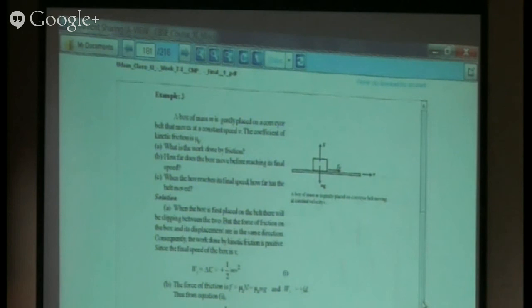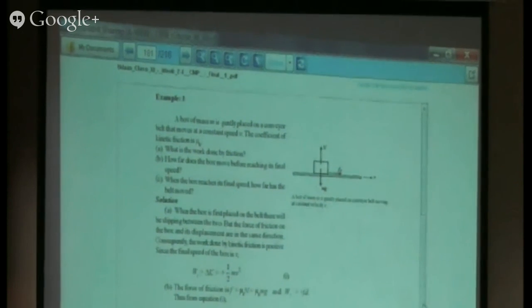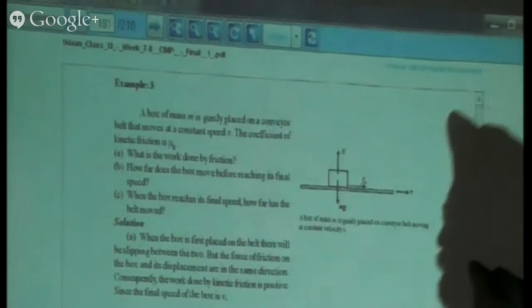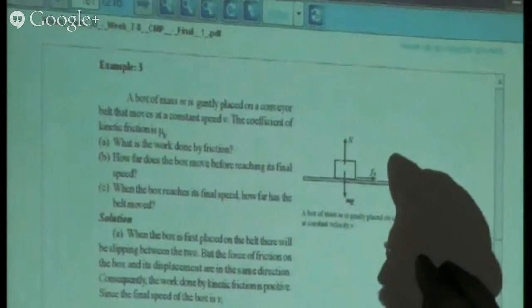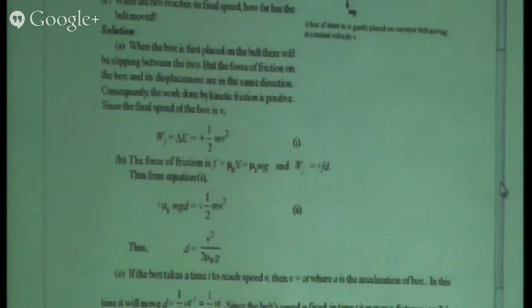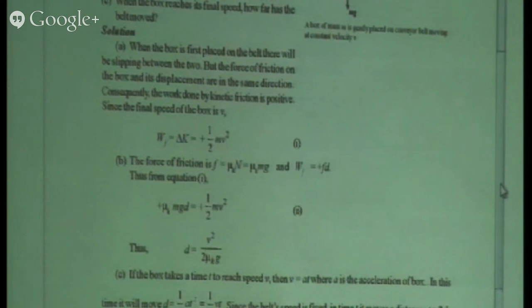So we have to calculate, within the time the block attains the velocity v, how much distance it travels. Now the problem is comparatively simple as it looks. See, the work energy theorem says that the work done is equal to the change in kinetic energy. Initially the box was at rest when you were keeping it on the belt, and its final velocity is going to be the velocity of the belt only. So the change in kinetic energy is half mv square, and the work done is half mv square.